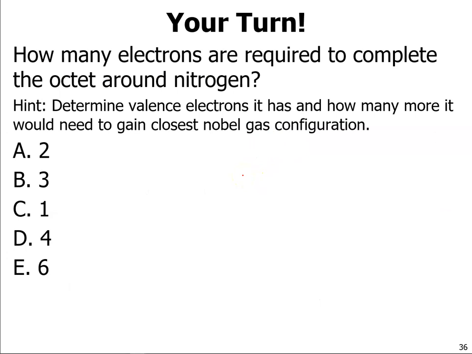Next, I want you to think about how many electrons are required to complete the octet around nitrogen. The hint here is to determine the valence electrons. What's the starting point? How many do they have? And how many more do we need to get to that octet? Remember, an octet is 8, which is filling up the s orbital, which would be 2, and the p orbital, which can hold 6. So 6 plus 2 is 8. That's where the octet rule comes into play. Determine this, post your answer in our Blackboard space, and then I'll move to the next step.